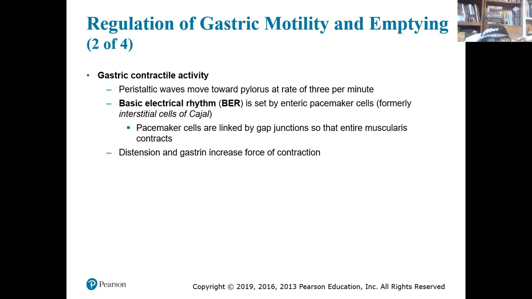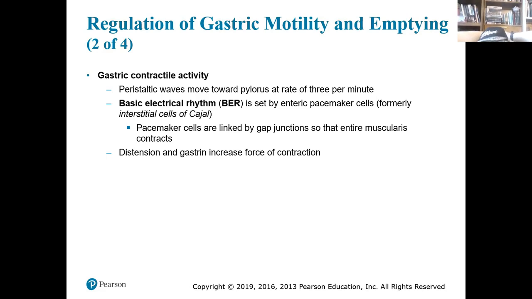The gastric contractility activity, what they're talking about there, is peristaltic waves that move food towards the pylorus at a rate of about 3 waves every minute. So about every 20 seconds, you go moving things towards the pylorus, the tail end of the stomach, right by the intestine.